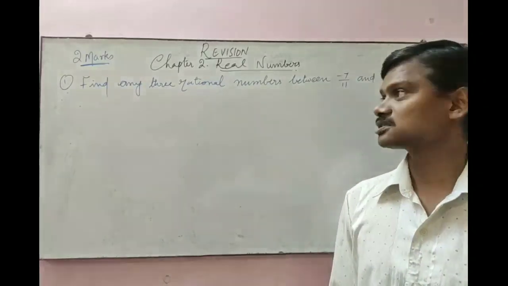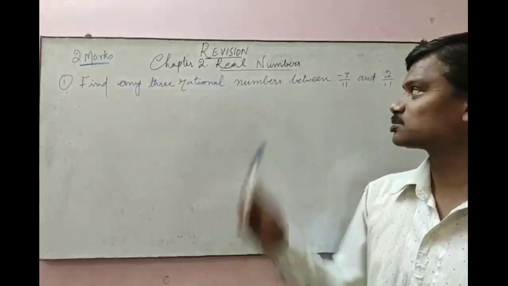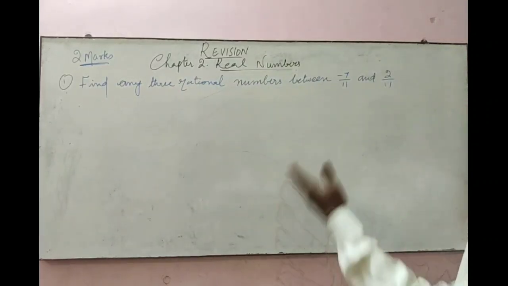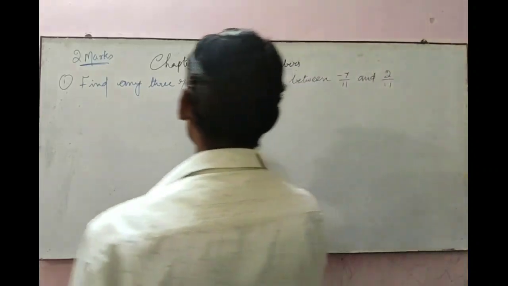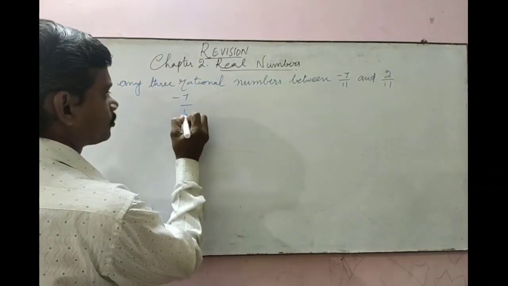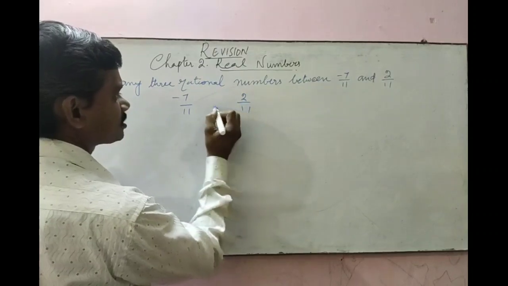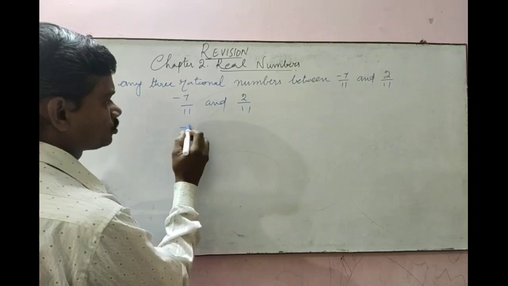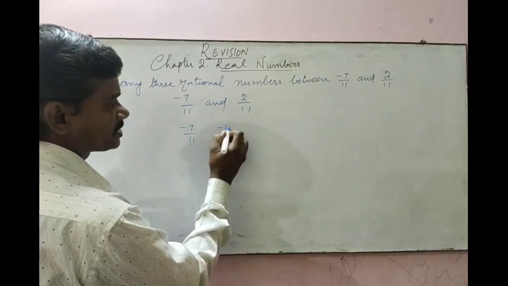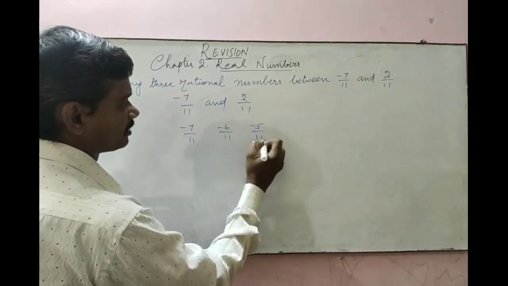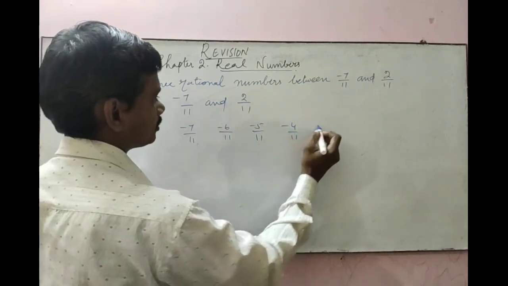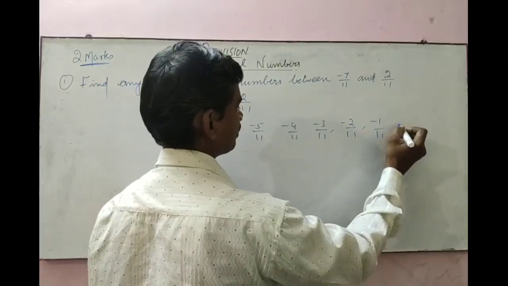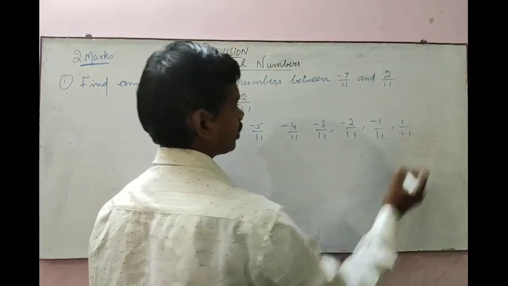The first sum is: find any 3 rational numbers between minus 7 by 11 and 2 by 11. Here these 2 rational numbers have a common denominator, 11. So you can write so many numbers between these two, like minus 6 by 11, minus 5 by 11, minus 4 by 11, minus 3 by 11, minus 2 by 11, minus 1 by 11, 0 by 11 or 1 by 11.